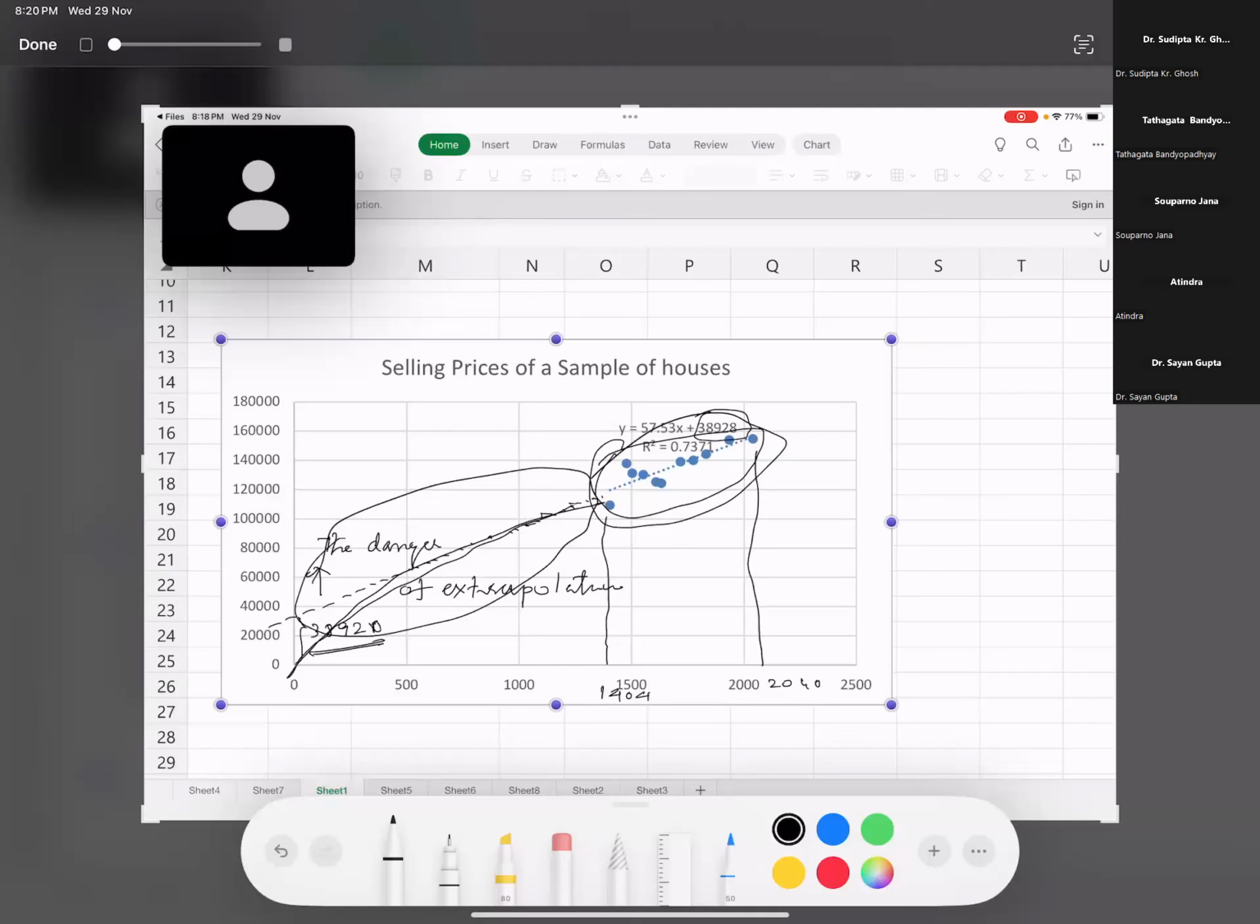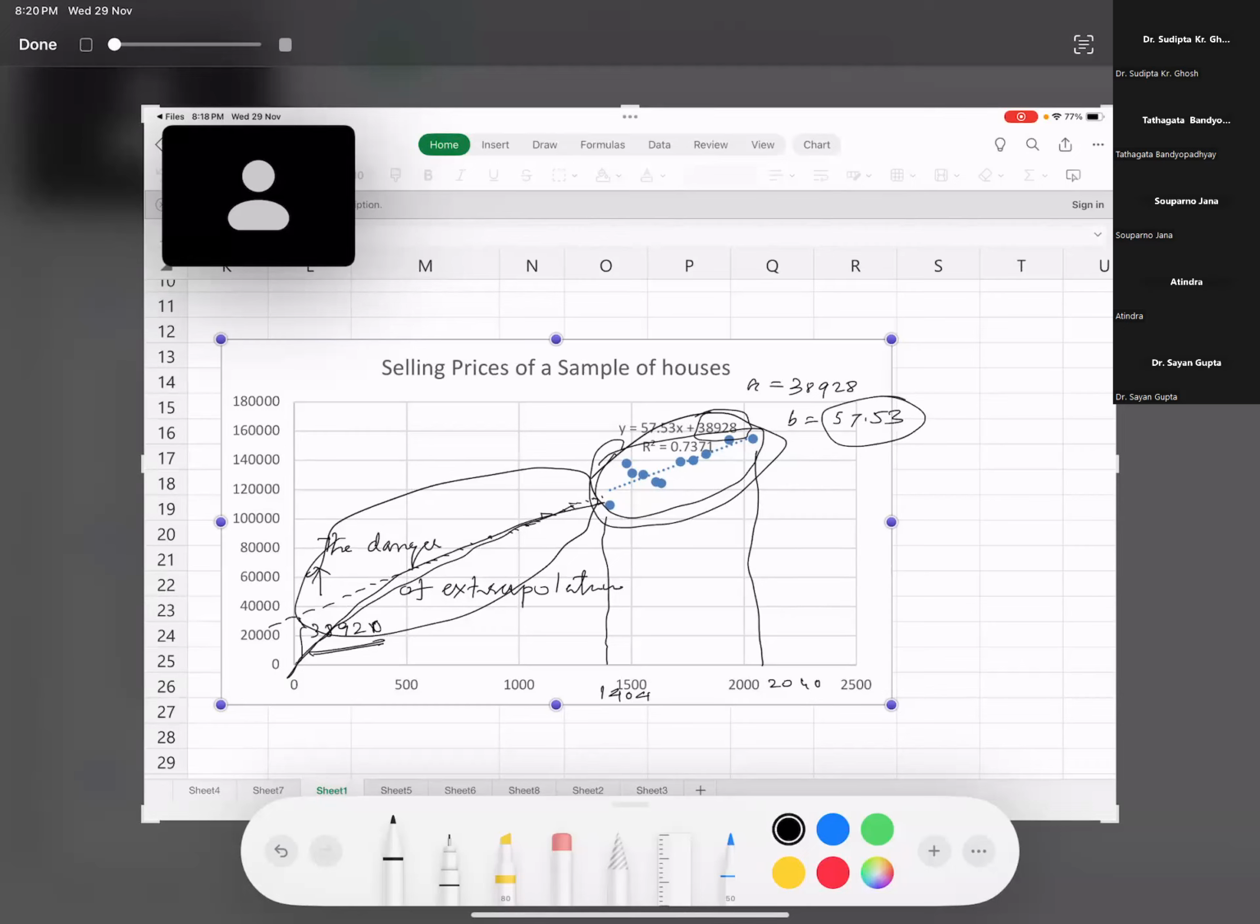The reason is that the intercept is giving you a value at X equal to 0, but your data are concentrated around 1400 something to 20 something. So it doesn't tell you anything which is sensible. On the other hand, if you look at the estimate of B, the estimate of A is 38,928, but the estimate of B is 57.53. What is the meaning of B?